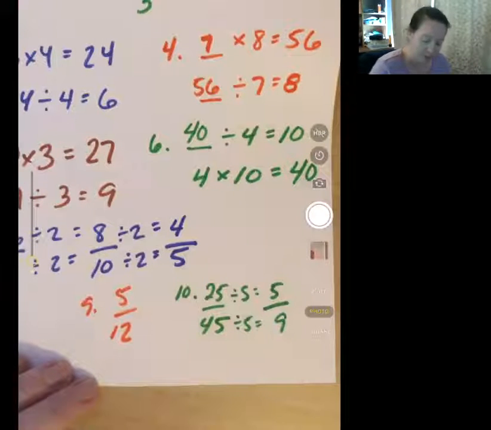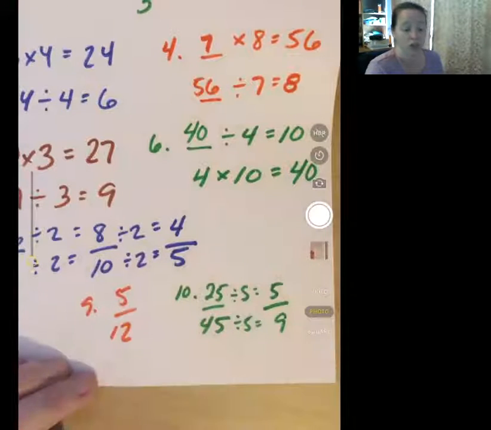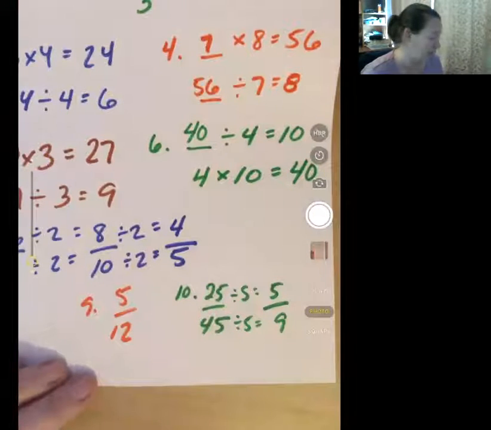Still not even. 5 there, but no 5 there, so I can't take out a 5. And 5 is not divisible by 3, so that is as low as we can go for that. All right, give me a sec.